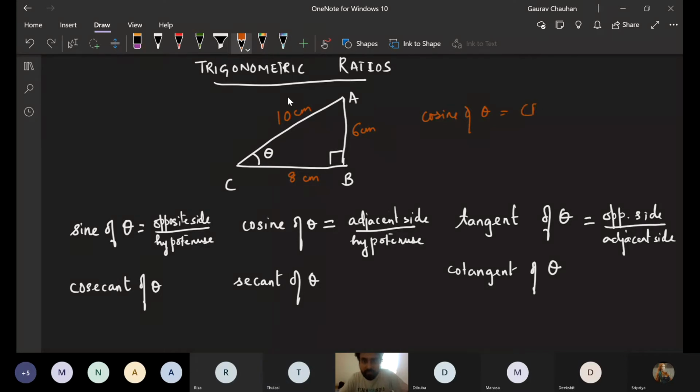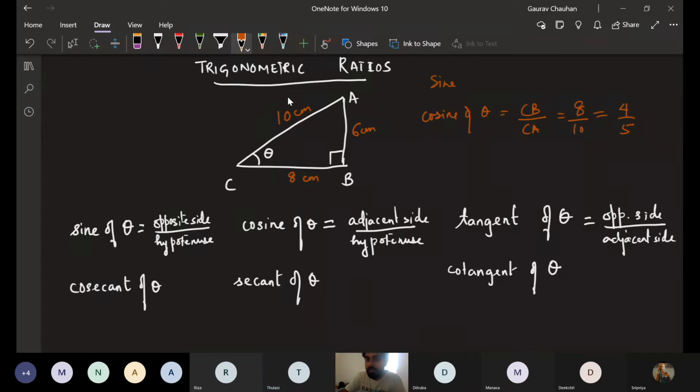CB, sir. CB. And what is hypotenuse? Sir, CA. CA. So what will be the answer? Sir, 10 by 8, which is 5 by 5, sir. What is up? CB. What is CB? Sir, 8 by 10, sir. 8 by 10. Centimeter gets cancelled. That is equal to? 4 by 5, sir. 4 by 5. Okay. So this will be cosine of theta.